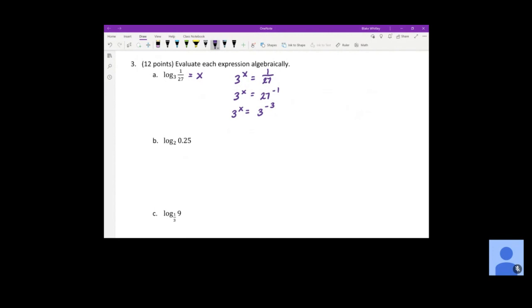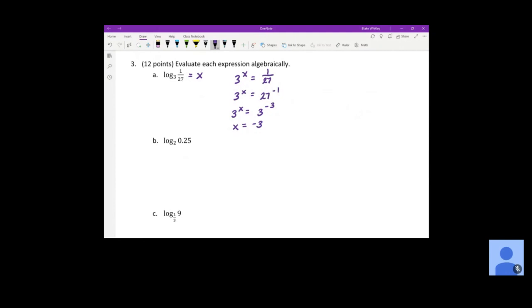Now, once we've done that, what's our x value going to have to be then? Good. So since our bases are the same, our exponents have to be equal. So our x has to be equal to negative 3. Therefore, the base 3 log of 1 over 27 is just equal to negative 3.